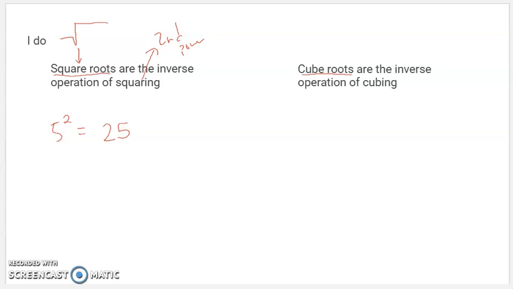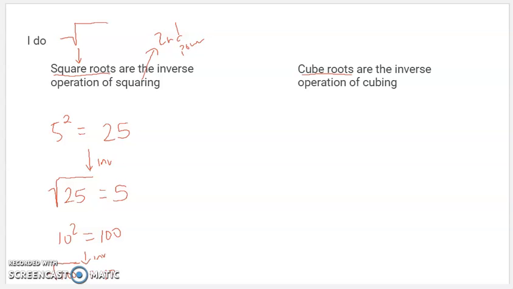So 5 squared is 25. The inverse operation of that is that the square root of 25 is 5. They're inverse operations. 5 squared is 25. The square root of 25 is 5. It's the number that, when you square it, gives you that. Similarly, 10 squared is 100. Inversely, the square root of 100 is 10. It's just the inverse operation of squaring.